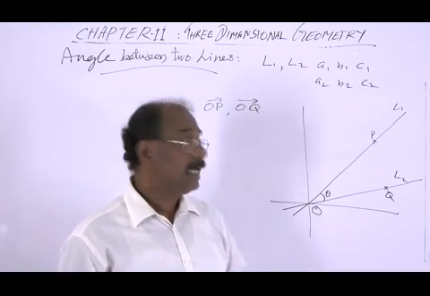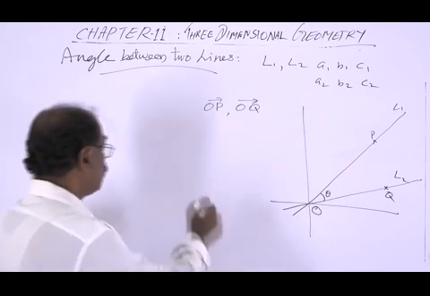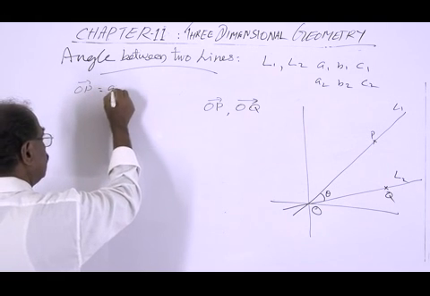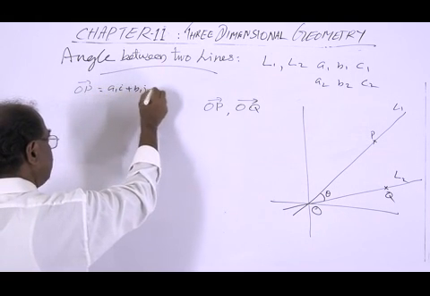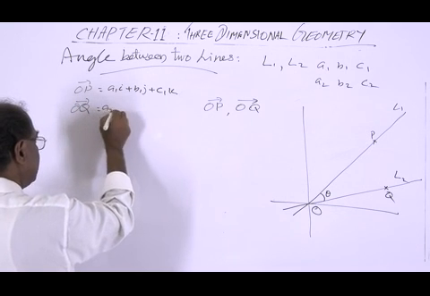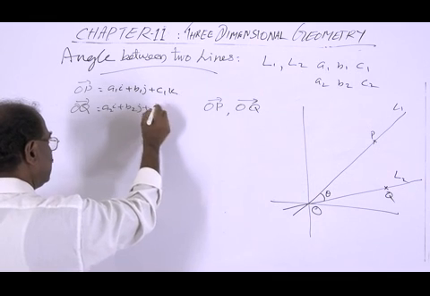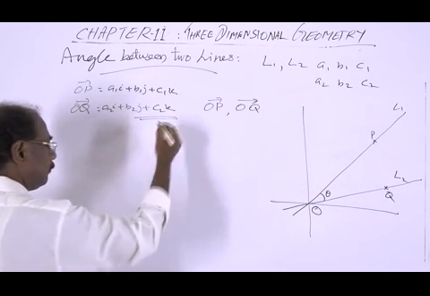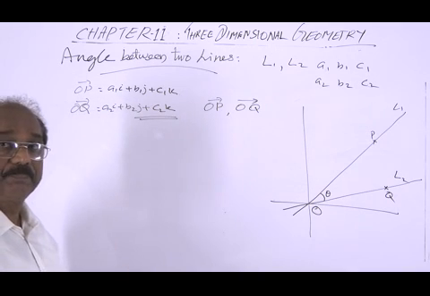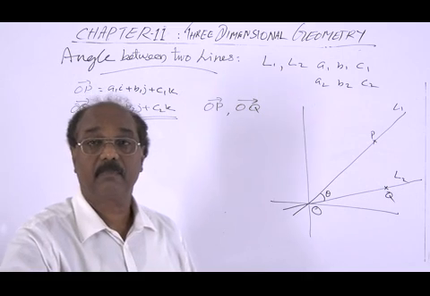Using vector theory, we can see that OP can be taken as OP equal to A1 i plus B1 j plus C1 k, and OQ is equal to A2 i plus B2 j plus C2 k. Thus we have two vectors as combinations of i, j and k with the components.